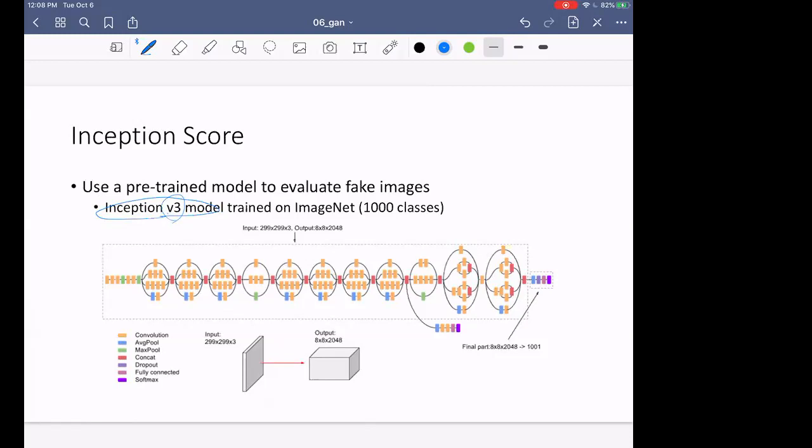And you're using this pre-trained model to evaluate the quality of your fake images. So it must be pre-trained already, on ImageNet. It's an Inception v3 pre-trained on ImageNet, and then you're using that to evaluate the quality of your fake samples. The architecture looks like this. It's a pretty gigantic model, and I won't go into detail, but it's a chain of convolutional neural networks and pooling and all that.